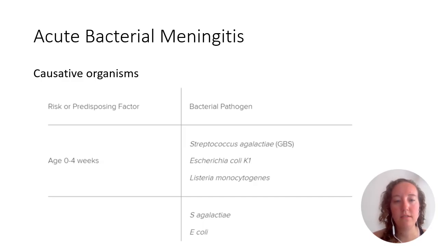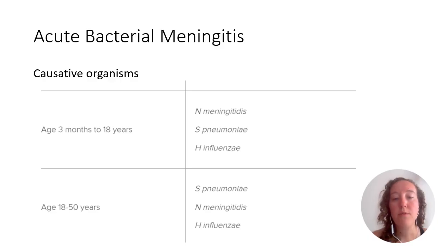This next category looks like the age got cut off, but refers to about 4 weeks to 3 months of age. And then from 3 months to 18 years, Neisseria meningitidis is also very common, as are Haemophilus influenzae and Streptococcus pneumoniae. And 18 to 50 years is a similar grouping, although the likelihood changes slightly as you notice the difference in the order, so from most to least common amongst the top three.